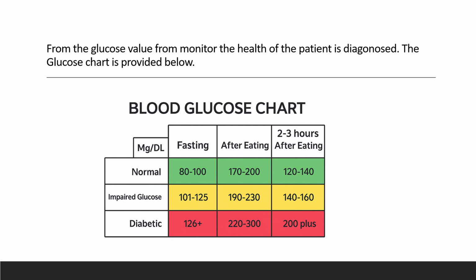This is the range: fasting is 100 to 125, and after eating it is 230. Then after 2 to 3 hours, we have 140 to 160. If you are diabetic, it is more than 126 on fasting, and after eating we have 200 to 300, and after 2 to 3 hours it is 200 plus.